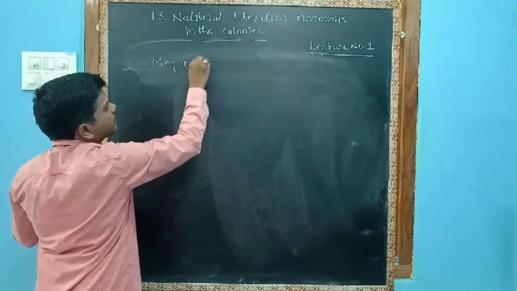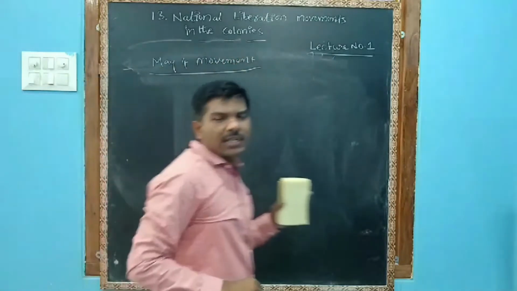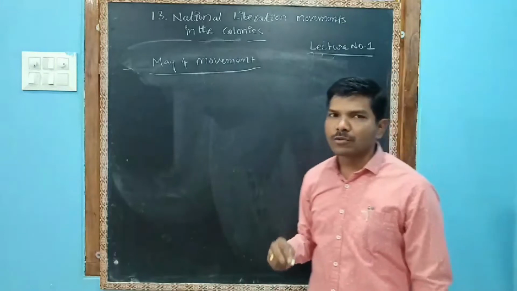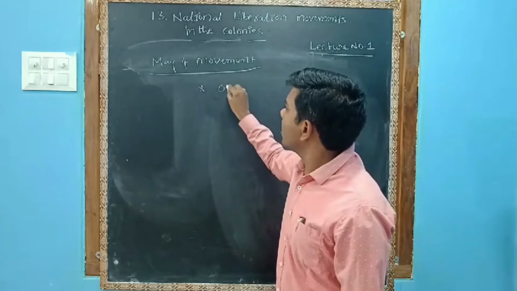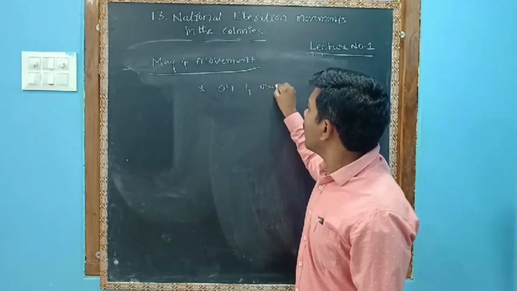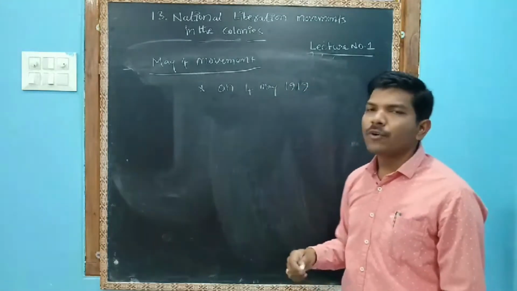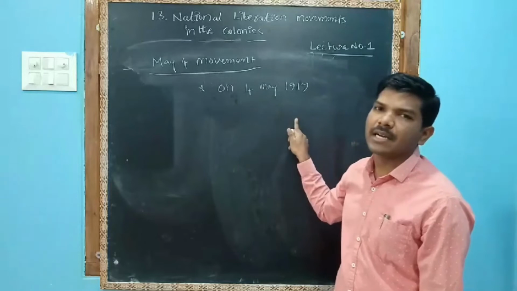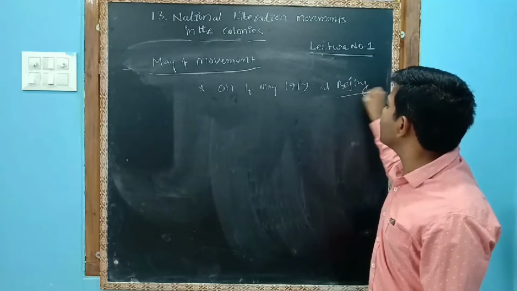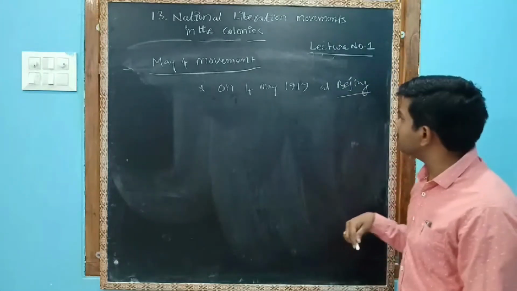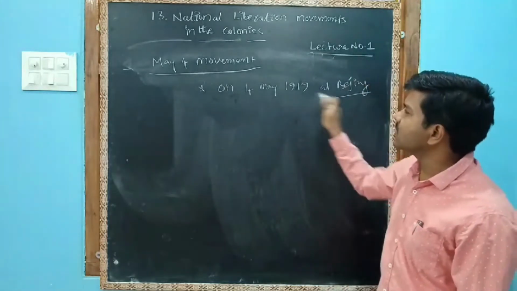Next, let us see the May 4th Movement. Historically, it has very great significance. So, what happened in the May 4th Movement? On 4th May 1919, it is very, very important. First point, the May 4th Movement started on May 4th, 1919, at Beijing. You know that Beijing is the capital city of China.